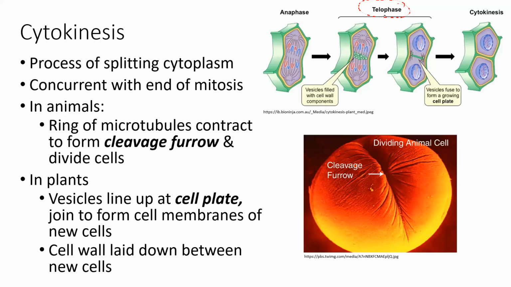In animals, what ends up happening is there's this ring of microtubules around the center of the cell. They basically tighten like a belt until they squeeze the cells in two. In plants, a lot of vesicles are made. They line up towards the center of the old cell, and when they join together, they form what's called a cell plate, and that is an actual physically visible structure. And then once they join with the ends, where there's already cell wall and cell membrane, they form a brand new boundary between the cells.